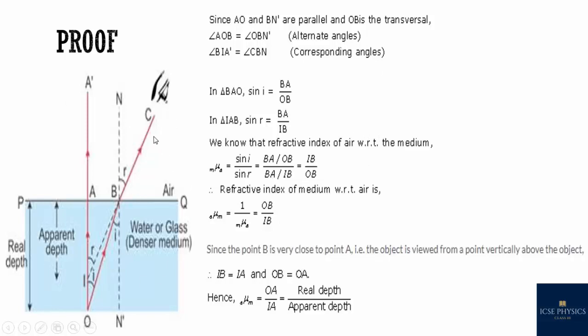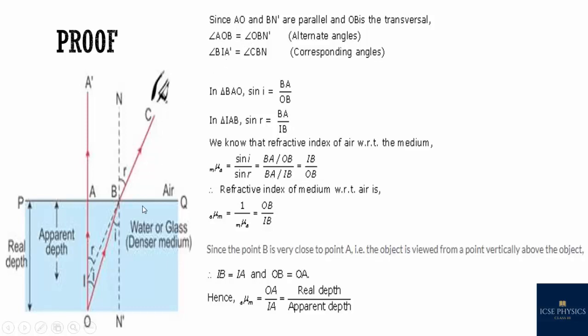The same diagram, I have placed it here. AO and BN dash are parallel. Why? Because they are the normals drawn. And OB is the diagonal between parallel lines. When two parallel lines are separated by a diagonal, what happens? There are alternate angles, right? So angles AOB and OBN are alternate angles, and alternate angles are equal.